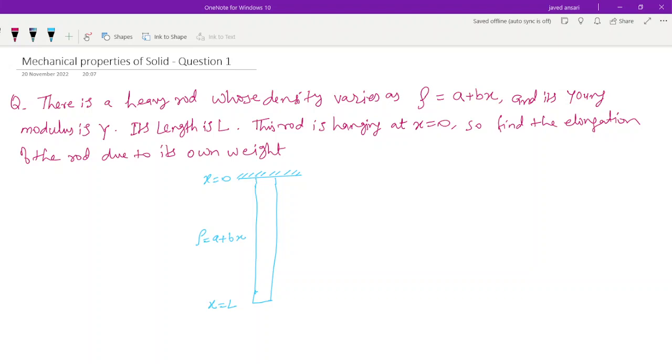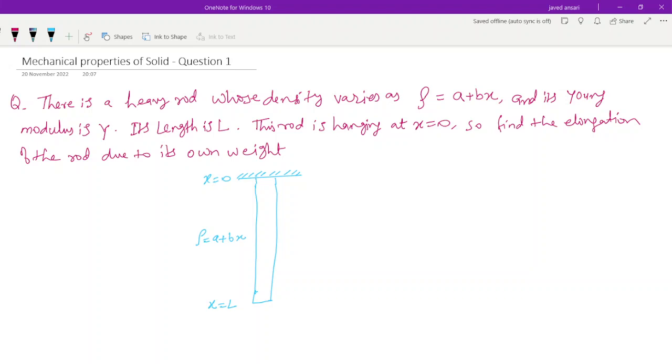So let's try to understand the problem first. This rod's density is varying according to this formula rho equal to a plus bx. So it's not uniform. At x equal to 0 its density will be a, and at x equal to L its density will be a plus bL. When we see density, it's basically mass divided by volume.